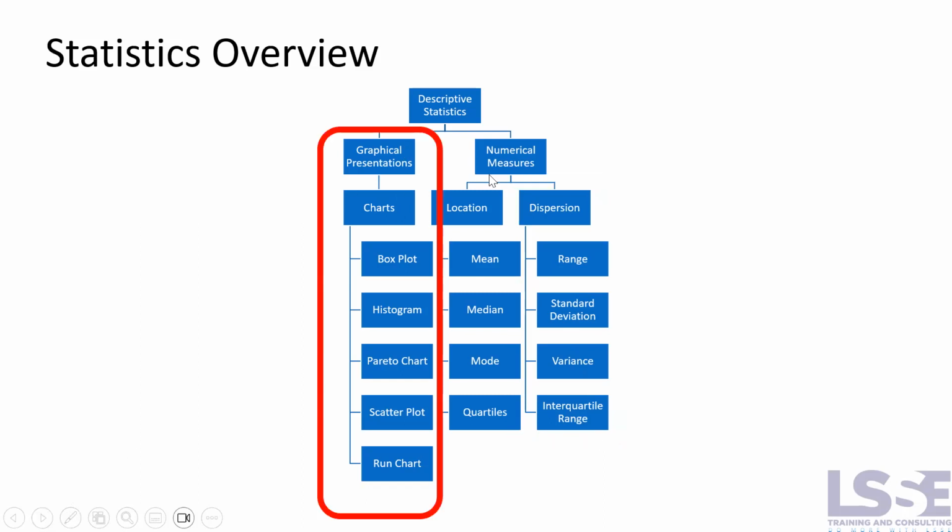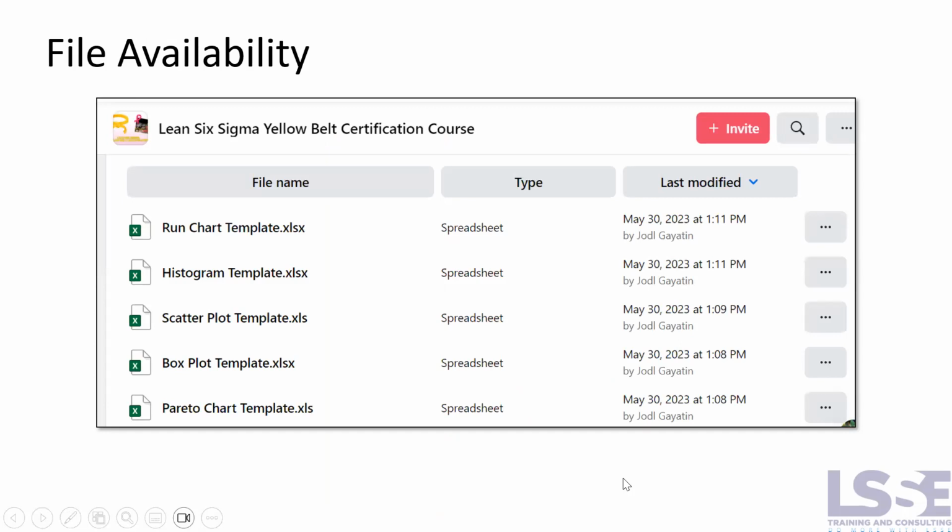So now, the focus of part 2 is just the graphical presentation. As a yellow belter, if you get certified, you are expected to be familiar with these different types of charts and to know which chart to use in whatever situation you will be exposed to.